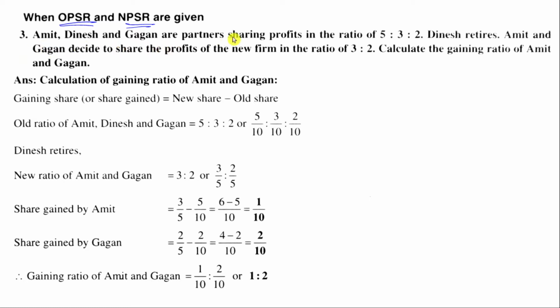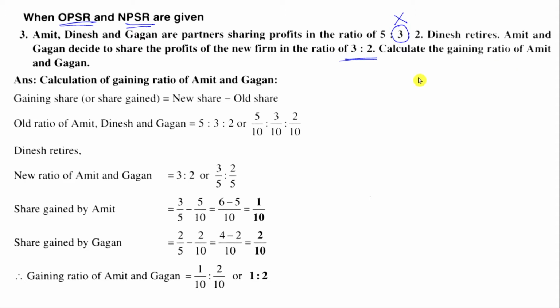Amit, Dinesh and Gagan are partners sharing profit in the ratio of 5:3:2. Dinesh retires. Who is Dinesh here? This person is Dinesh. So he retired from the partnership business, and Amit and Gagan decided to share the profit of the new firm in the ratio of 3:2. Based on this ratio, they're sharing from now on. So this is the new profit sharing ratio, and this is the old profit sharing ratio. So we got two things, and what they're asking is to calculate the gaining ratio.